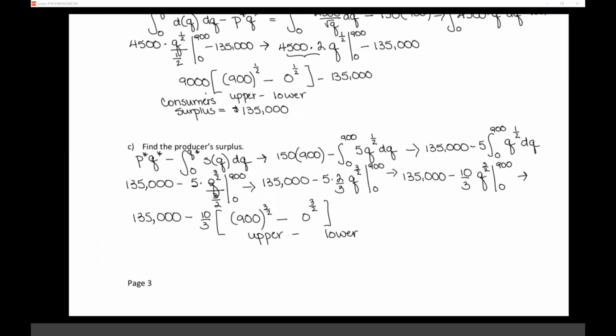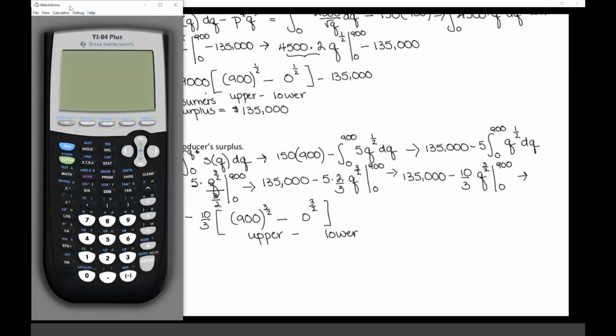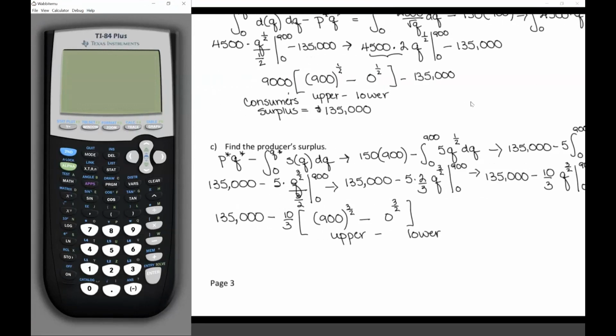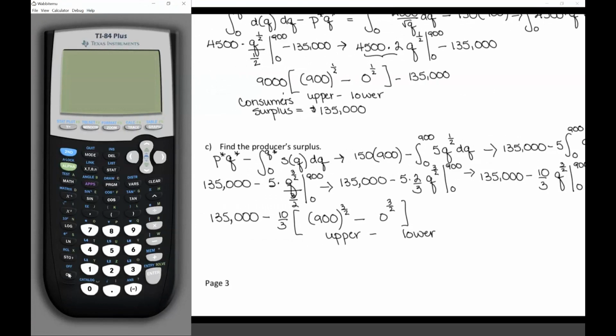Okay, and here again, I have a calculator problem. So I'm just going to type that in. Again, it won't let me keep snapping the calculator over there, so I'm just going to reposition things. Now I have 135,000 minus 10/3, and I can write it like this: 10 divided by 3, open parentheses, 900 raised to the 3/2 power minus 0 raised to the 3/2 power.